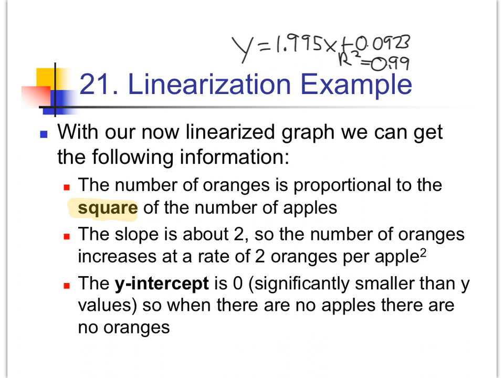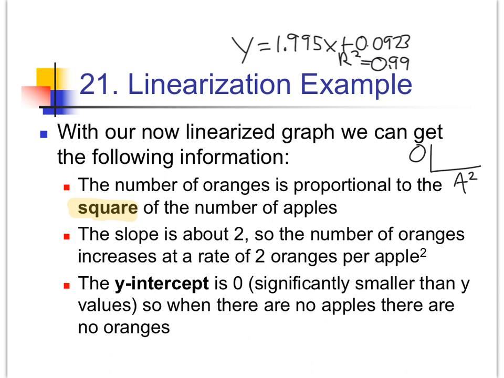And that just came from the fact that the way we linearized this is by putting oranges on the y-axis and apples squared on the x-axis. And that's what leads us to say that oranges is proportional to the square of the number of apples.